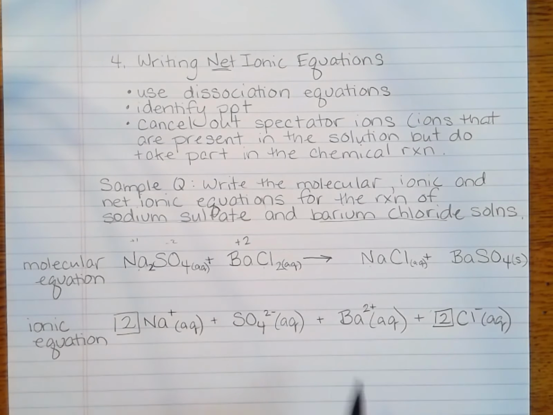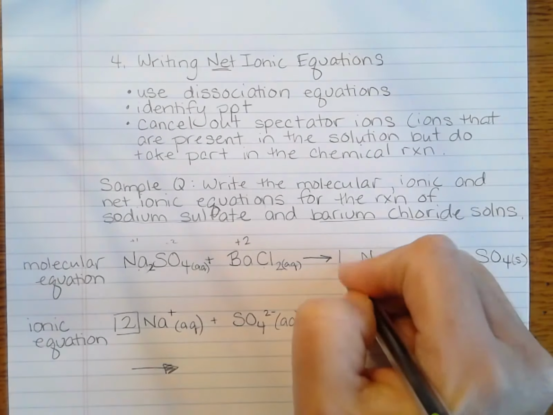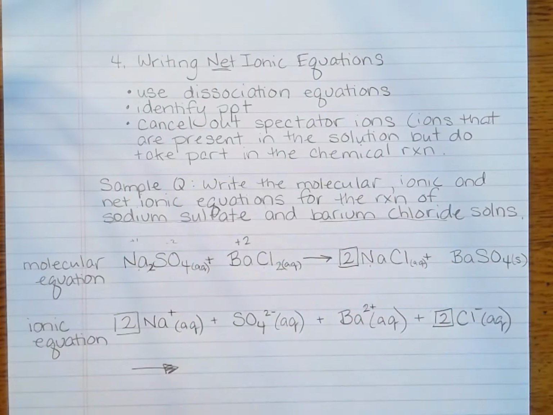Okay, now here's where I'm starting. I'm going to start over to my products, and I'm going to put my arrow here. And I'm also noticing that I didn't balance this, so I missed a step, and I need to go back real quick. And I noticed that I've got 2 sodiums and 2 chlorides here. So there needs to be a 2 there. Okay, so now I'm ready to move forward, and I'm ready to write out the expanded form of the products.